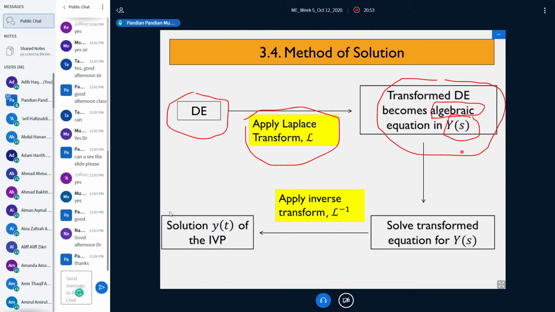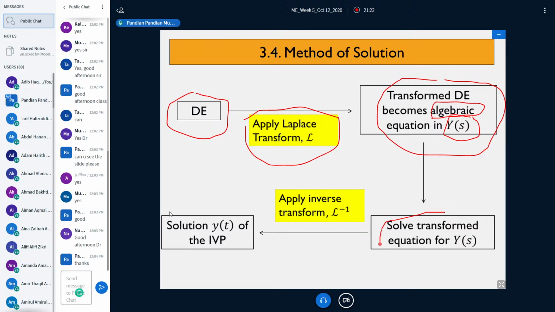But you may say, can I do it in other ways? This will be a big challenge for you. If you want to do it any other way, by all means you can. But the major part is the Laplace. So here we are suggesting this way. That is, you create the algebraic equation in Y(s).